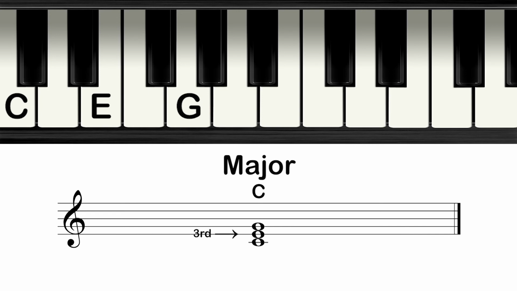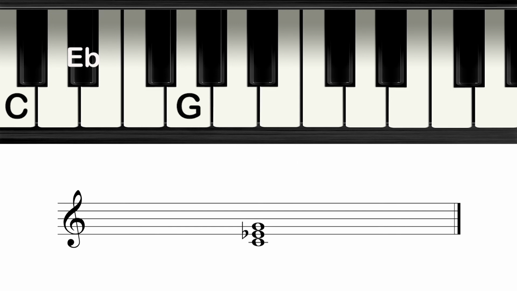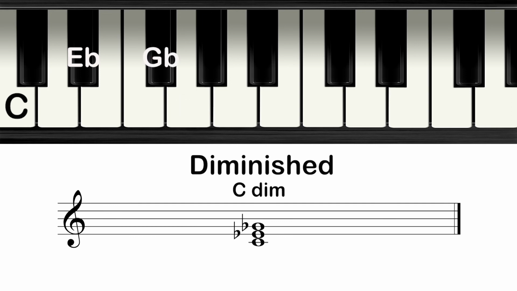To create a minor chord, lower the third a half step, so lower the note E natural to E flat. To create a diminished chord, you lower the fifth a half step, so lower the note G natural to G flat. This creates a diminished fifth in the chord. The diminished chord is indicated by adding a dim or a small circle to the letter name of the chord.